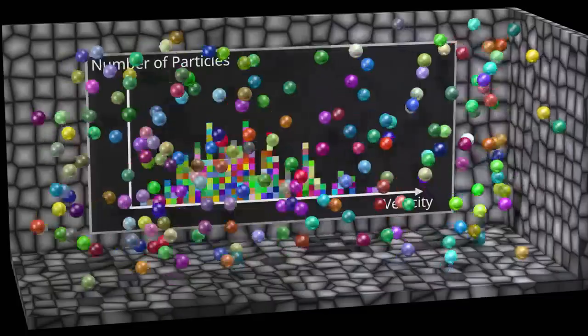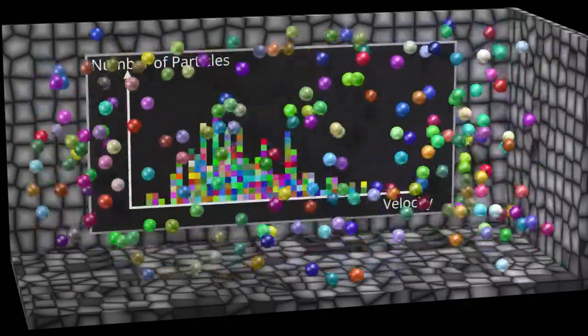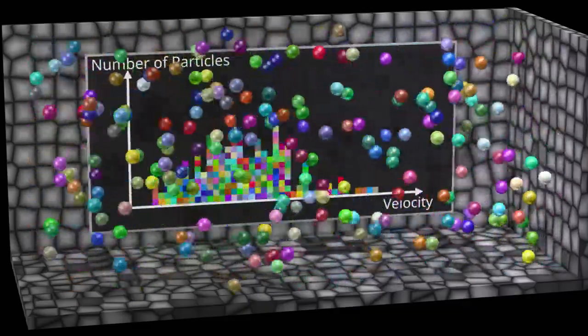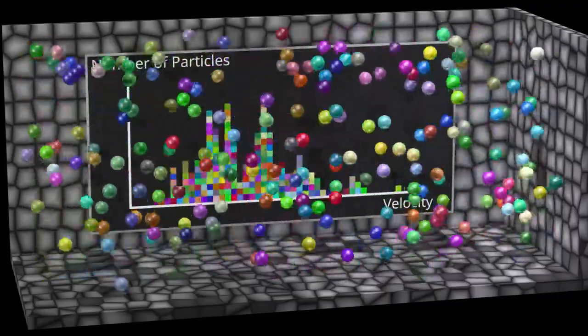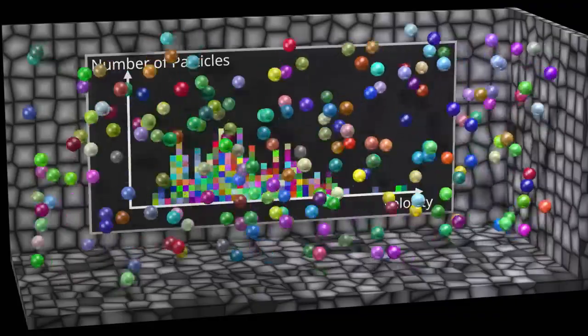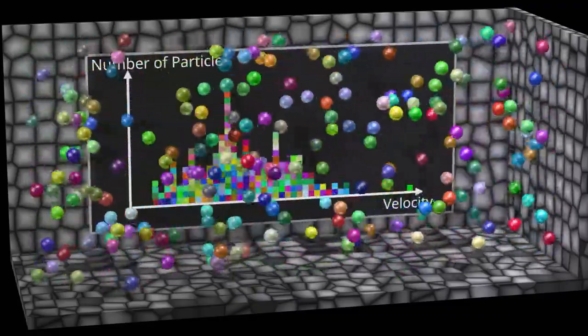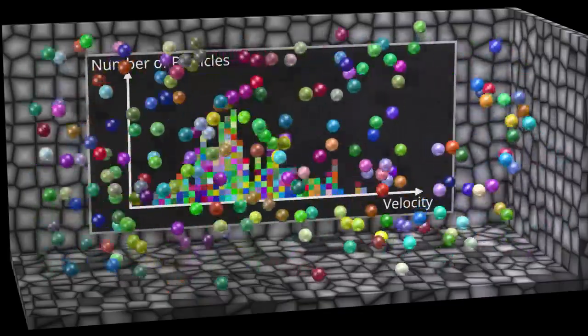In this simulation, all the particles are represented as spheres interacting through perfectly elastic collisions. The total energy of the entire system is always constant. The average kinetic energy per sphere is what we call temperature.